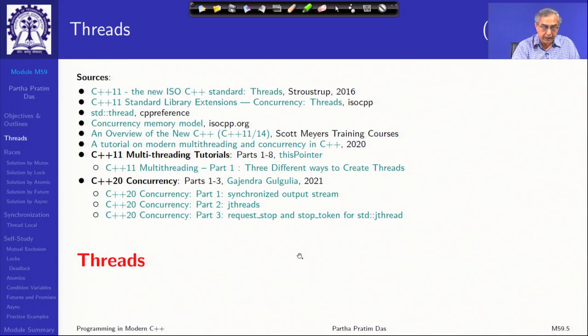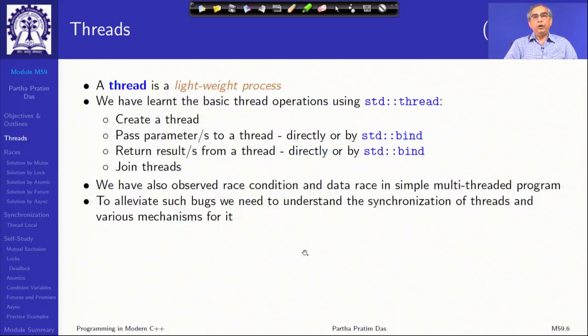Just a quick recap from the last module. We showed that a thread is a lightweight process, and we have learned the basic thread operations using the thread component of the standard library. That is, creating a thread, passing parameters to a thread directly or by std bind, returning the result from a thread directly or by std bind, joining threads and so on. And we have also observed race condition and data race in the multi-threaded program.